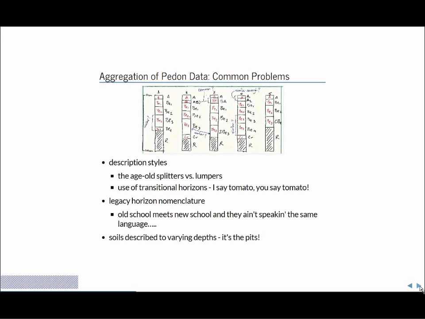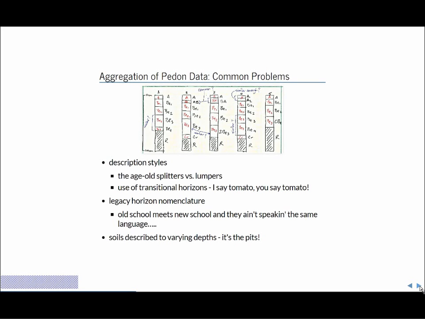As you can imagine, there are many different description styles out there. It's probably true that no two soil scientists would go in and describe the same pit exactly the same, right? And so we have the two camps: the splitters and the lumpers.